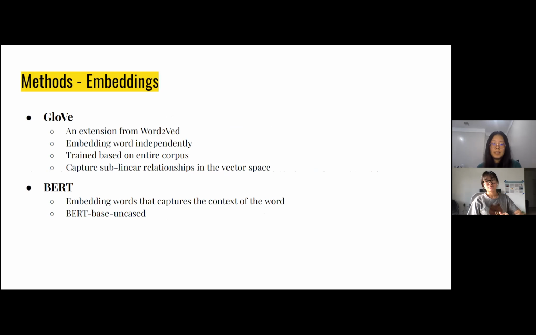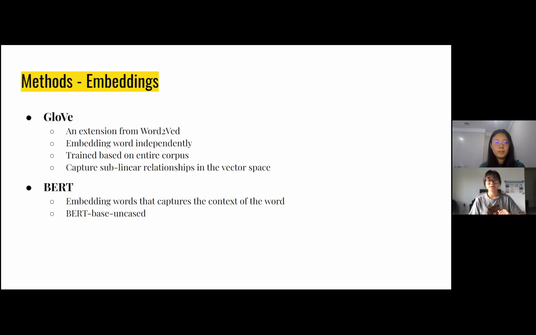There are two kinds of word embeddings we have used in this project, and we wanted to make a comparison. GloVe is an extension of Word2Vec. Both GloVe and Word2Vec embed words independently. The difference between the two is that GloVe is trained based on the entire corpus, while Word2Vec is trained based on the local context. Also, GloVe has the advantage of capturing sublinear relations in the vector space where Word2Vec cannot.